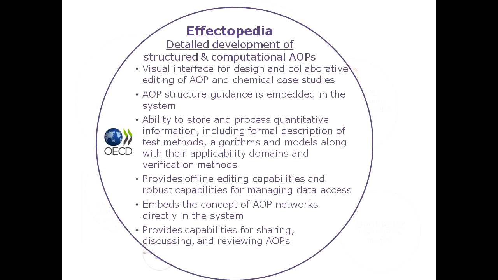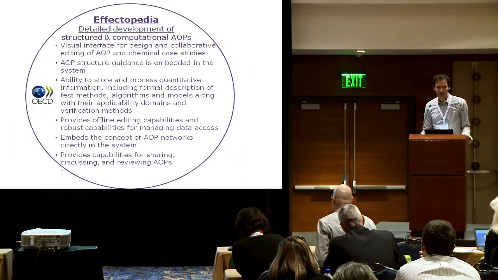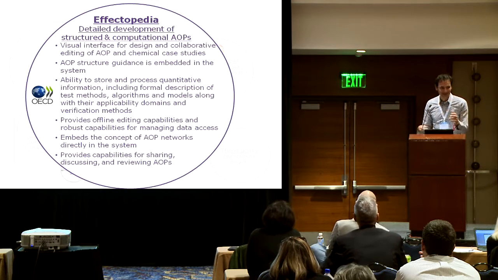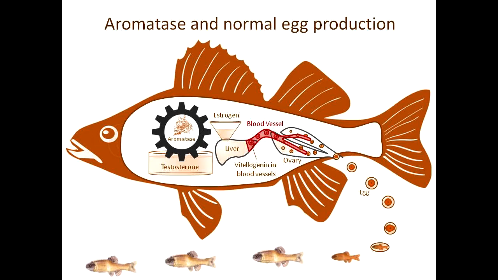So I will continue with this aromatase inhibition example, but probably try to make it a little bit more illustrative and understandable. Hopefully you already understand it by now, but let's do some cartoon animation. If testosterone is converted in the fish by aromatase to estrogen, this is the normal egg production process, by the way.